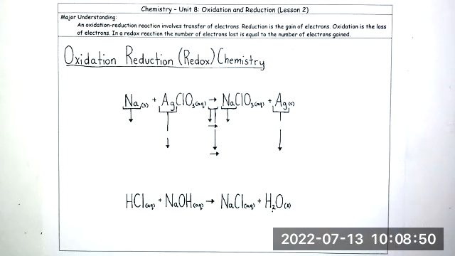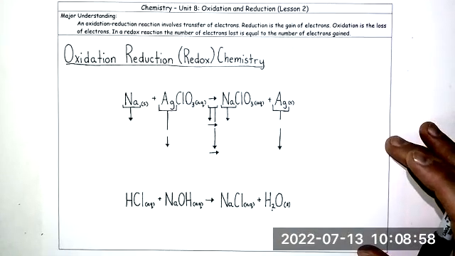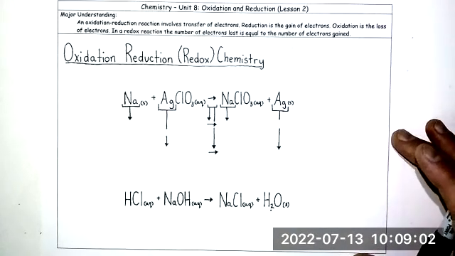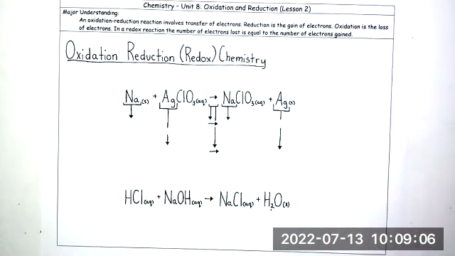Okay, so welcome to Unit 8 of Regents Chemistry, and this is Oxidation Reduction Lesson 2. And so today we're going to look at an oxidation reduction reaction. We're going to define oxidation reduction, and we are actually going to start to develop half reactions for both oxidation and reduction. Okay, so we'll start off with the major understanding.